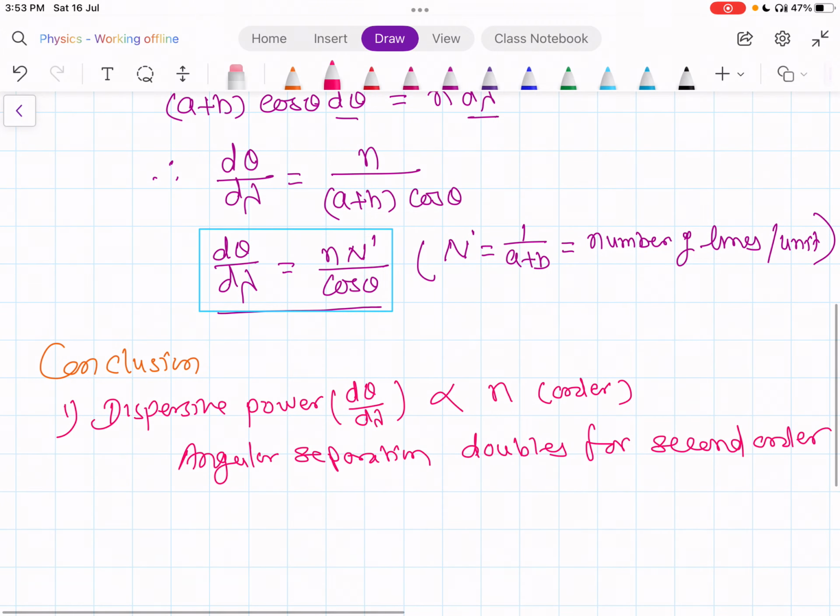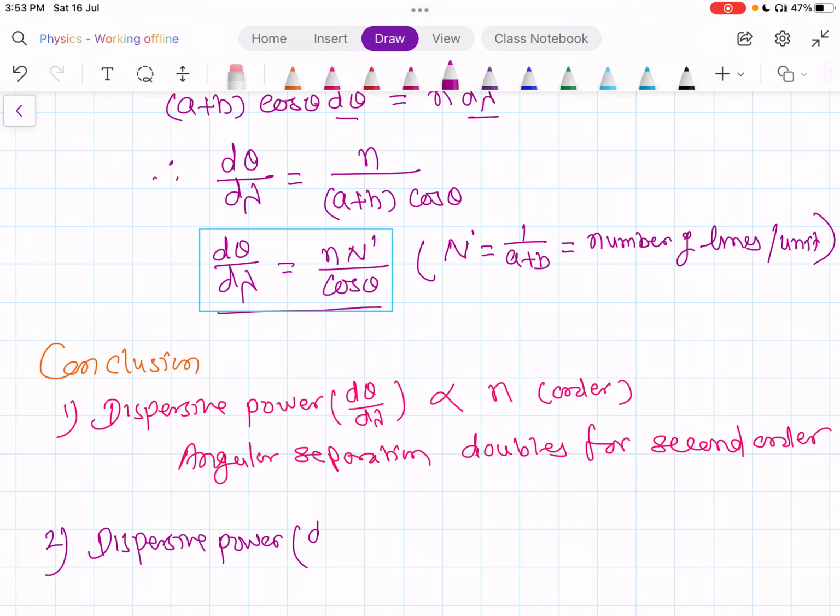The second conclusion is dispersive power d theta by d lambda is directly proportional to n prime. N prime is the number of lines per unit. As this number of lines per unit increases, dispersive power increases.